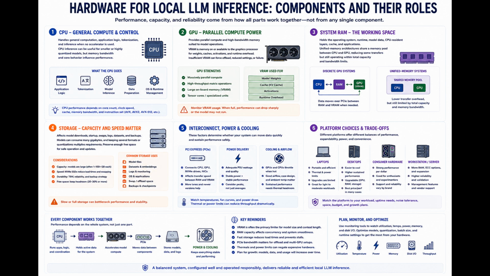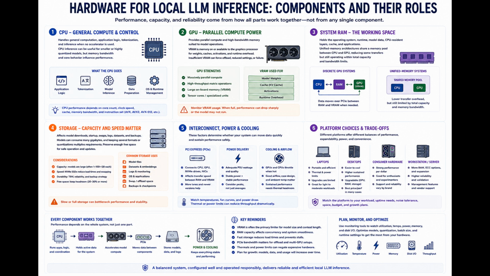The CPU handles general computation, application logic, tokenization, and inference when no accelerator is used. CPU inference can be useful for smaller or highly quantized models, but memory bandwidth and core behavior influence performance. A GPU provides parallel compute and high bandwidth memory suited to model operations. VRAM is memory on or available to the graphics processor for weights, caches, activations, and runtime overhead. Insufficient VRAM can force offload, reduce settings, or failure.